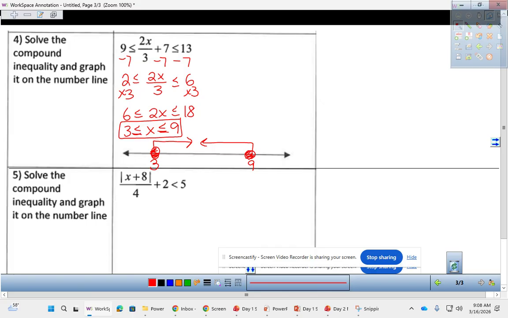Compound inequalities, and first or. And comes together, or goes opposite. If you divide by a fraction, use parentheses.